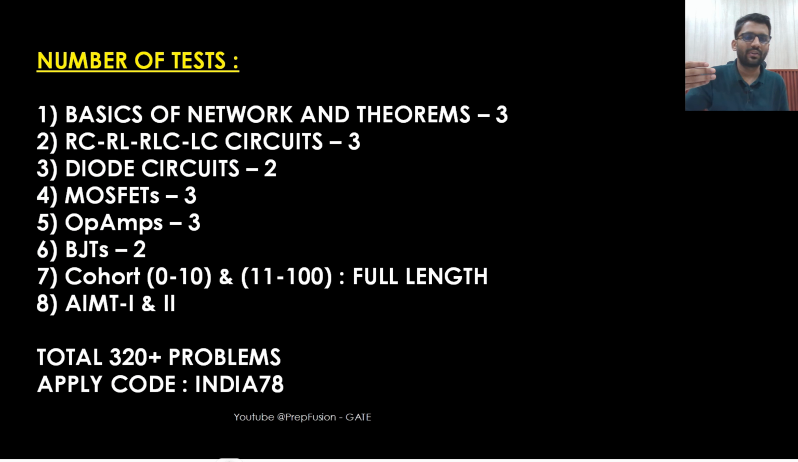Now I will talk more about the test series. These are the topic-wise tests. Basics of networks and theorems, there will be 3 tests. RC, RL, RLC circuits, there will be 3 tests. Diode circuits, there will be 2. MOSFETs 3, OPAMPs 3, BJTs 2, and then one full-length test for cohort 0 to 10, one full-length test for 11 to 100, and then there will be 2 AIMTs. So these tests will be there. Total 320 problems will be there.